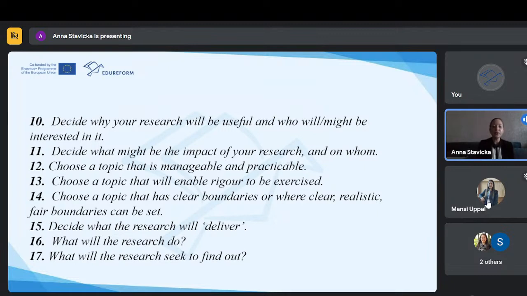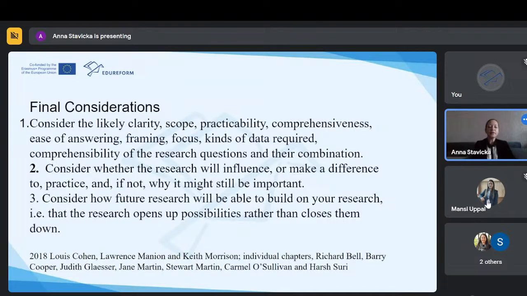Decide what the research will deliver, deliverables we call it. What will the research do? What will the research seek to find? And final considerations are as follows. Consider the likely clarity, scope, practicability, comprehensiveness, ease of answering, framing, focus, kinds of data required, comprehensibility of the research questions and their combination.